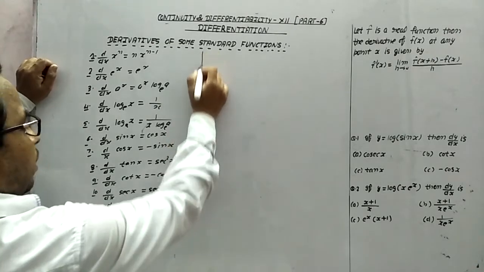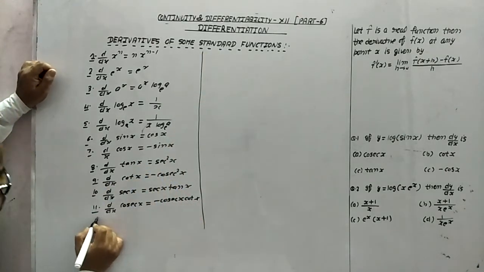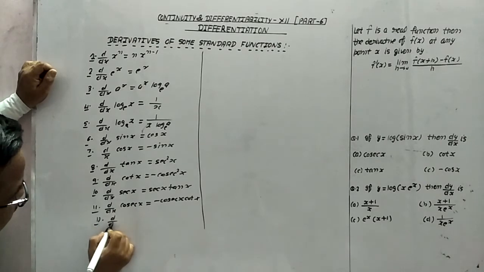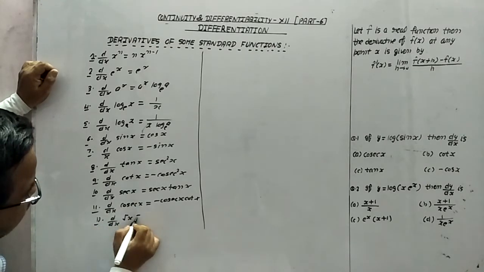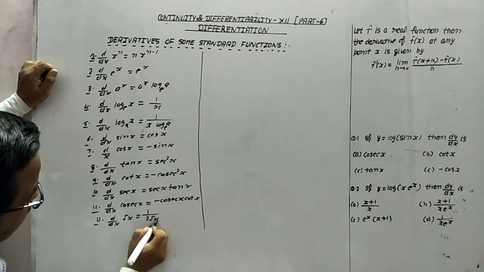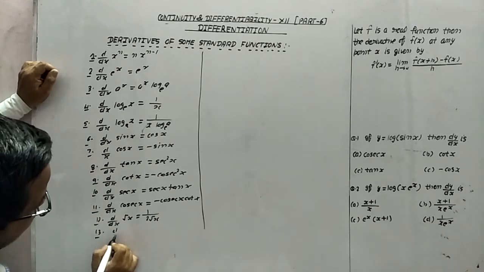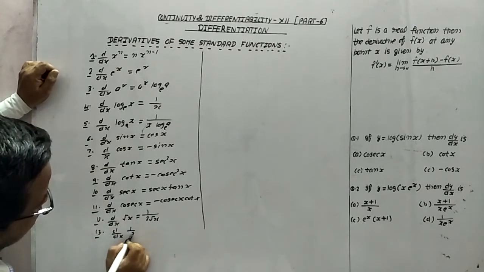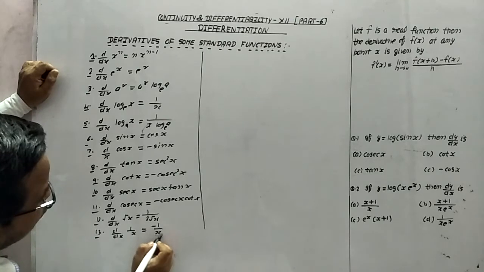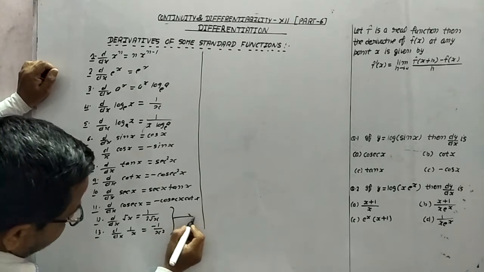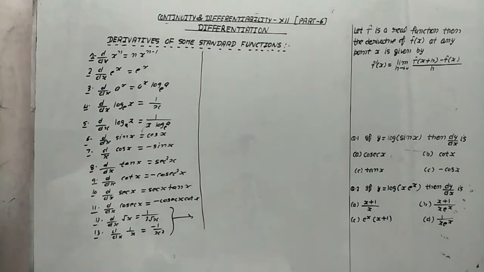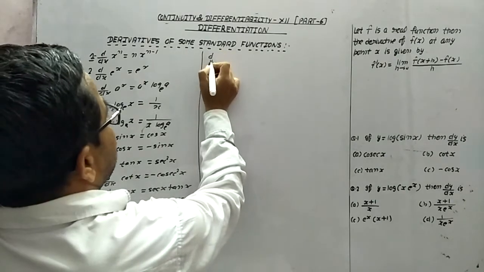Now except this, there are two standard results. D by dx of root x is always equal to 1 upon 2 root x, and d by dx of 1 upon x is always equal to minus 1 upon x square. These results we have to use in a standard form. Now look at this thing. You know about this thing.